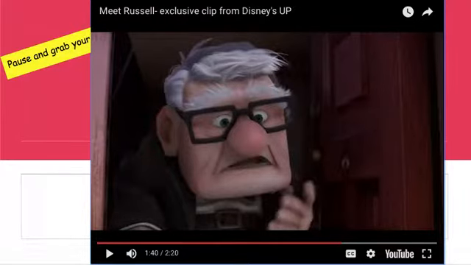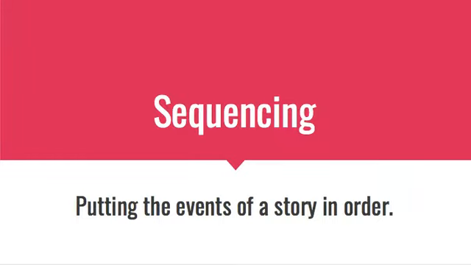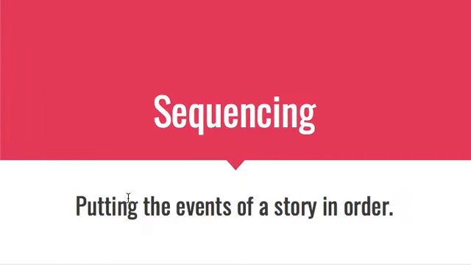Alright guys, in case you haven't done it yet, make sure you pause and grab your reader's notebook. We are learning about sequencing, which is putting events of a story in order. Now, obviously, Russell over here had a sequence of things he was supposed to say whenever this man opened the door. He had to say, "Good afternoon, sir." He had to ask if he could help him, and he did it over and over again because that's the sequence, the order that he was supposed to do stuff in.